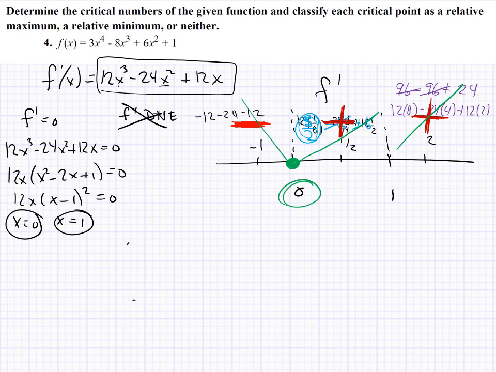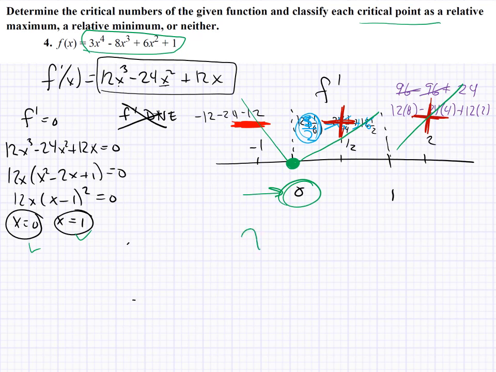But the next question is, does 0 give you a point on the original function? Is it in the domain of the original function? And the answer is yes, because that's a polynomial. Okay, so the question said, determine the critical numbers. We did that. Then classify each critical number as a relative max, min, or neither.